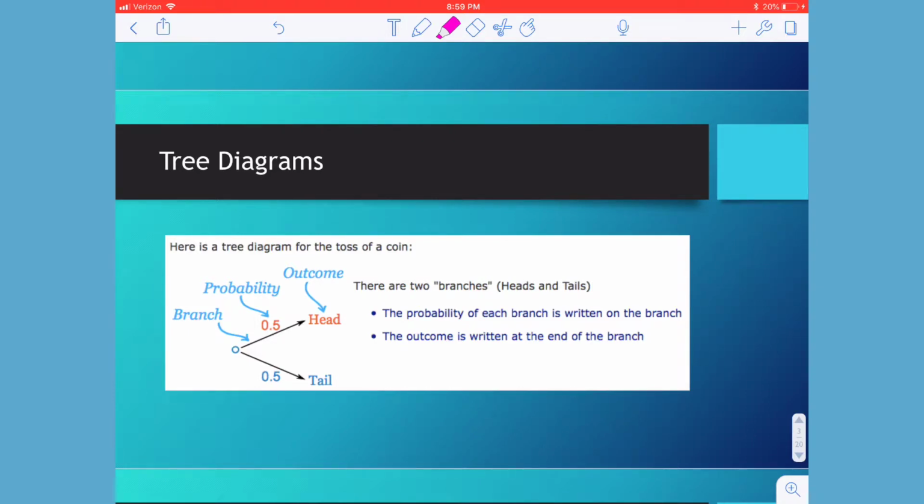So let's pretend we're going to toss a coin. There are 2 branches. I can either go this direction and I end up getting a heads, or I can go this way and I end up getting a tails. And then I write their probability on each branch, which both in this case have a half chance of occurring.